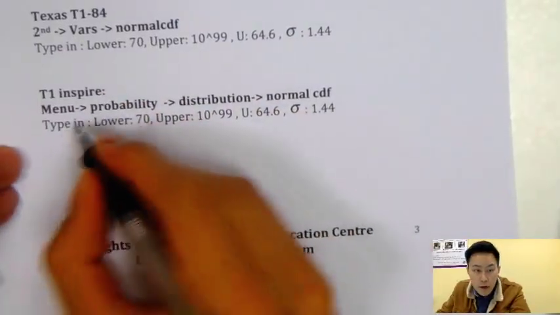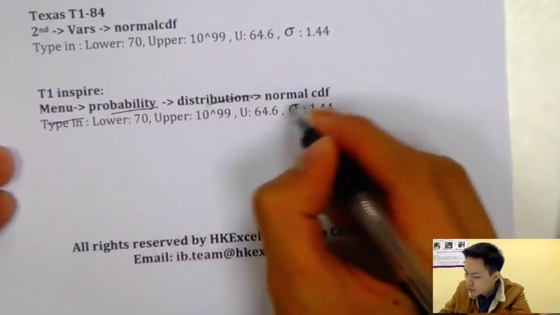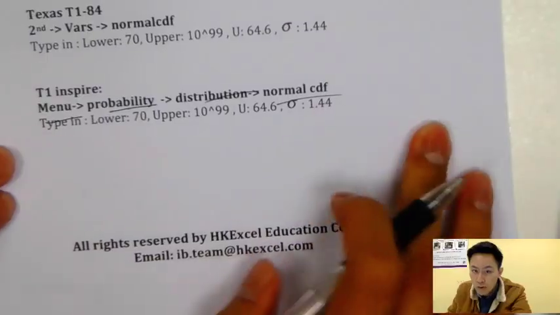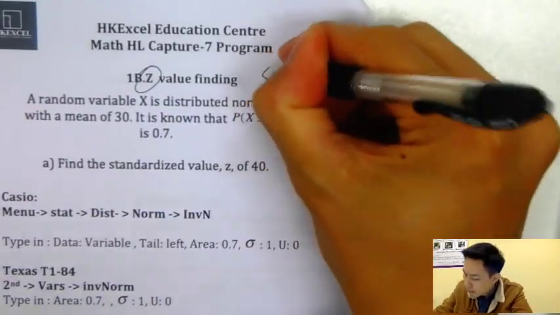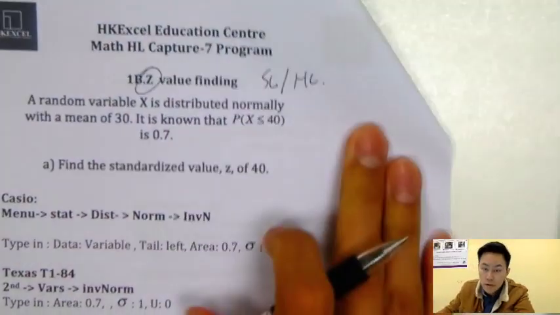And then for TI Inspire, just go to manual, probability, distribution, and then normal CDF, and then type in lower, the same thing. Then you get the answer. Okay. Next, for the Z value finding question. So this only applies for SL and higher levels. Math studies, you don't know that.